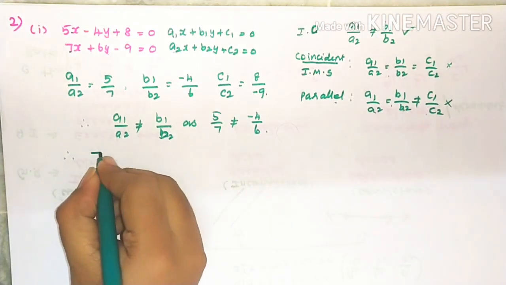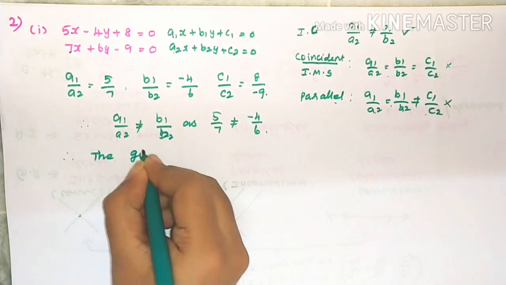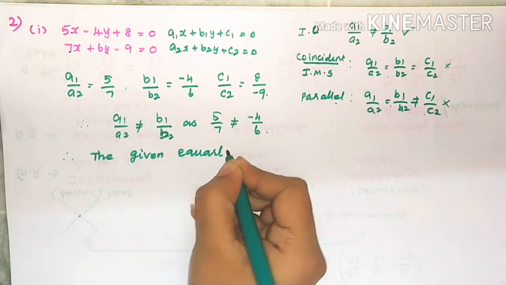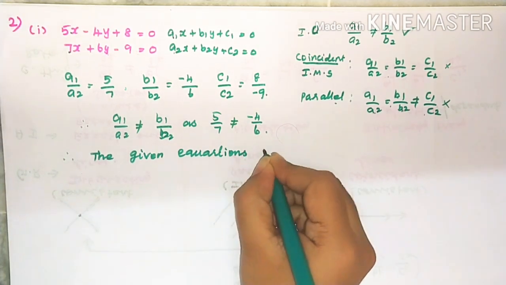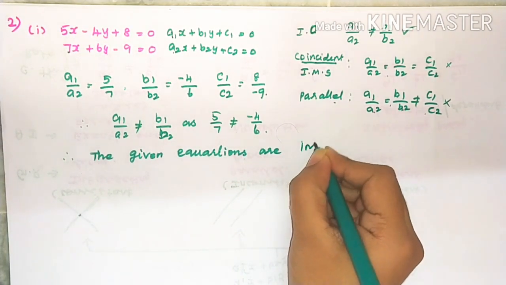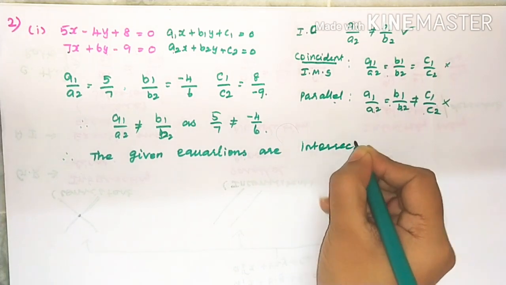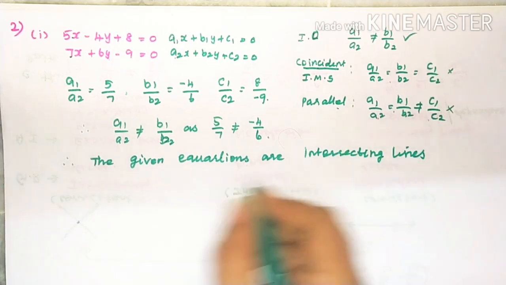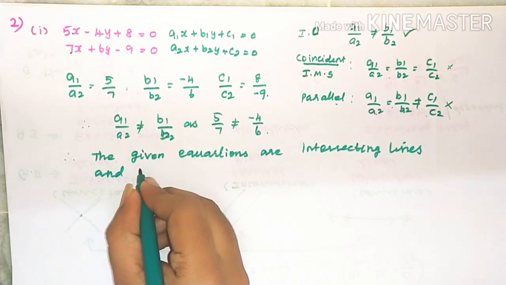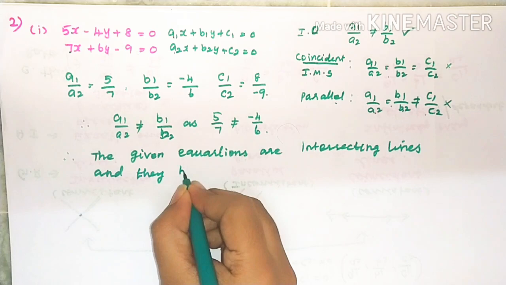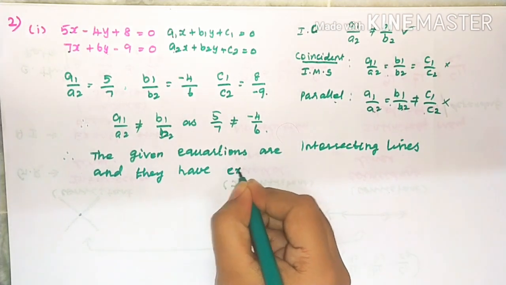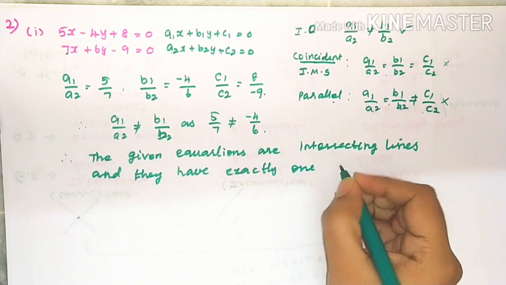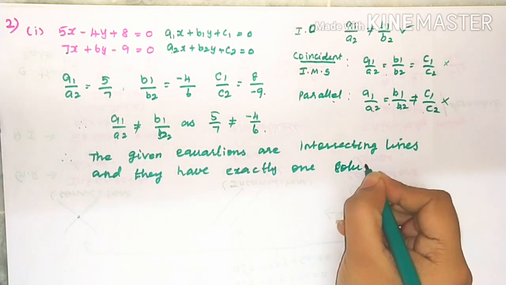Now I am writing: therefore, the given equations are intersecting lines and they have exactly one solution. So, very easy sum.